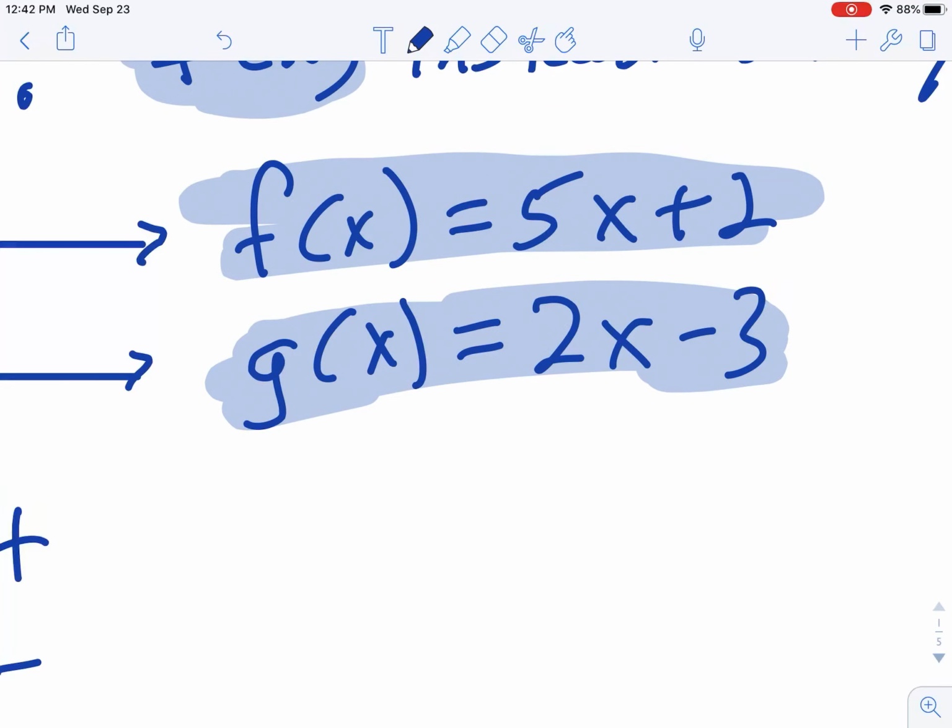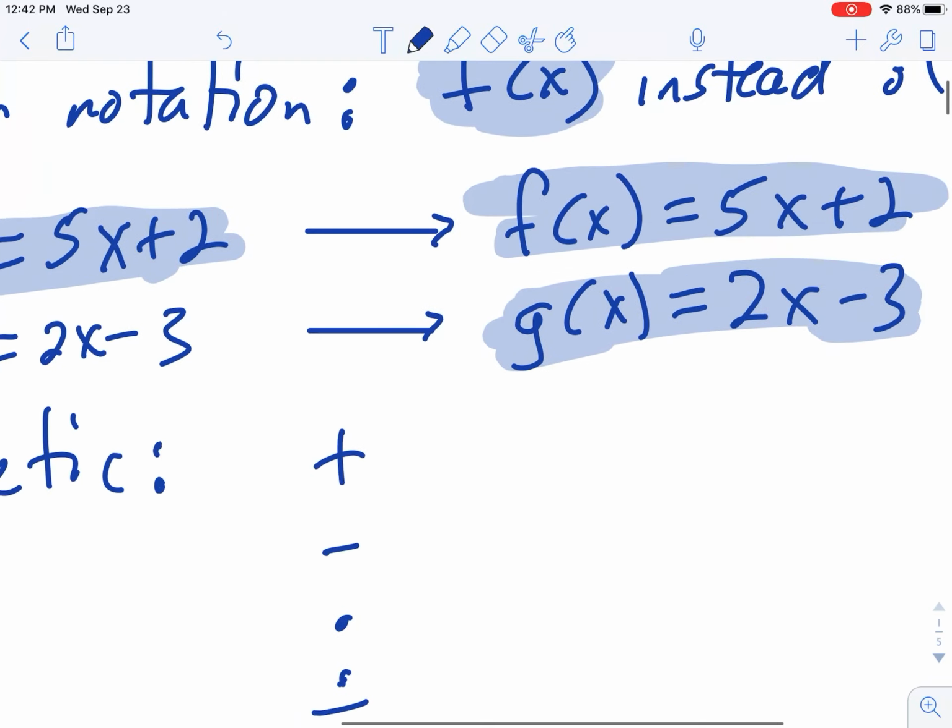If you hear my dog in the background, please forgive me. Sorry about that. Okay, so that's function notation.